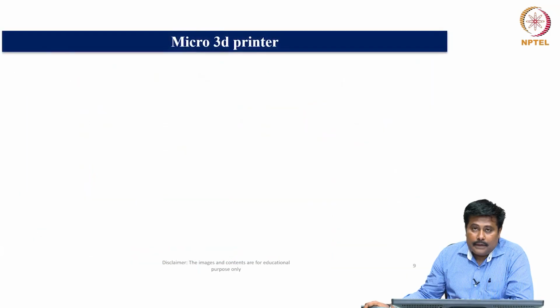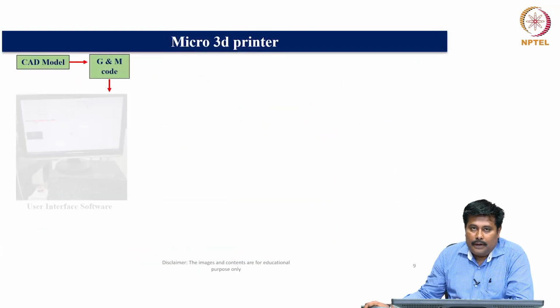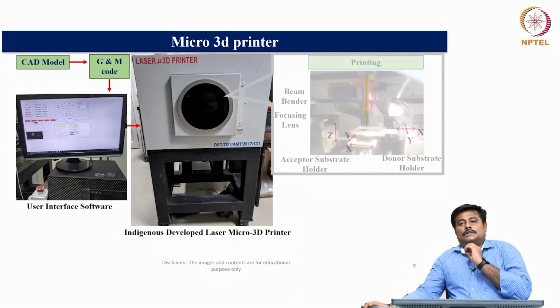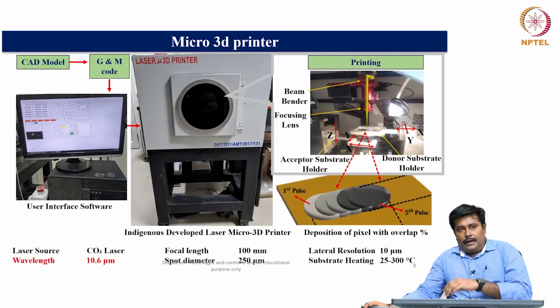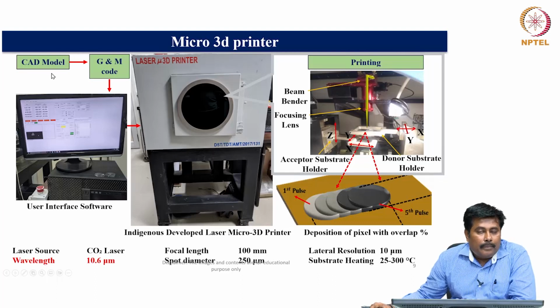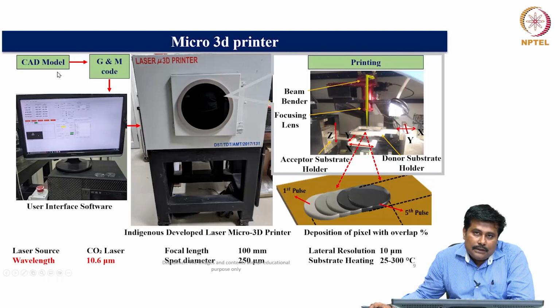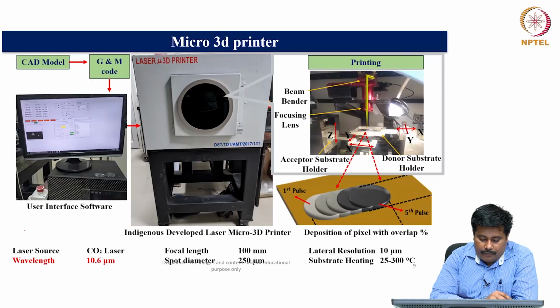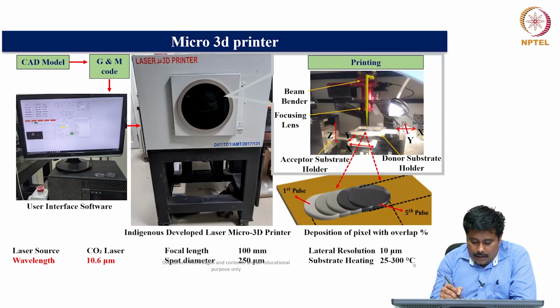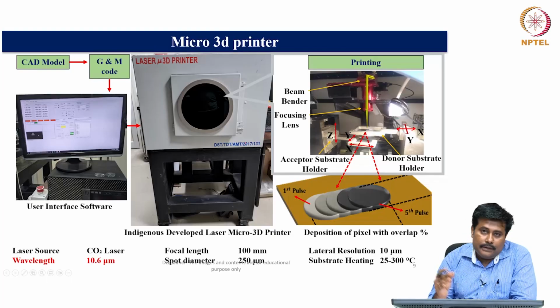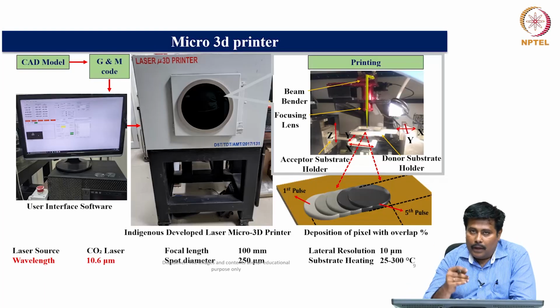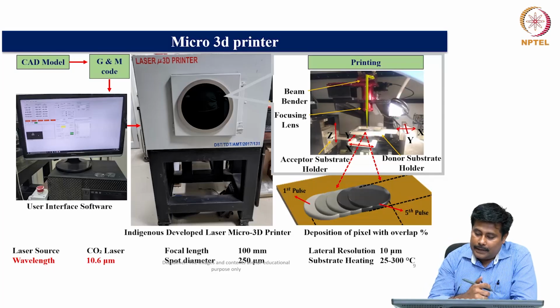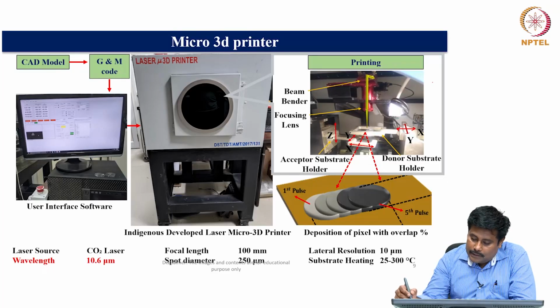Now we can see the construction of a micro 3D printer. The features which we need to print are incorporated in the form of a CAD model. This CAD model is converted into G and M code using a software interface, and this is a micro 3D printer which is kept inside the glove box, since we are focusing more on microelectronics or microsensor related applications. This is the overall configuration of the bending.